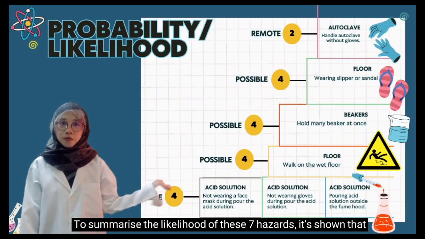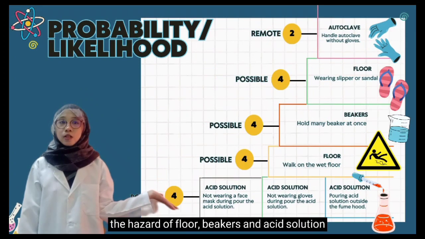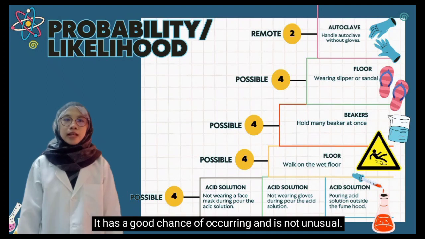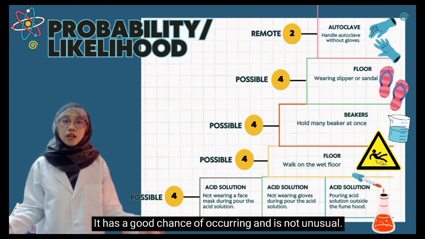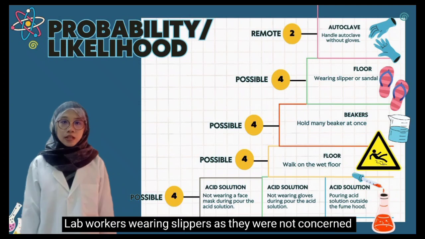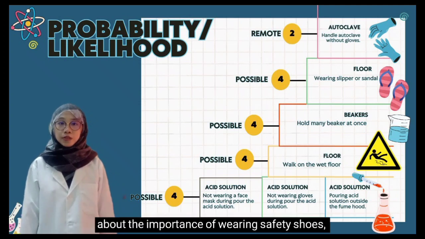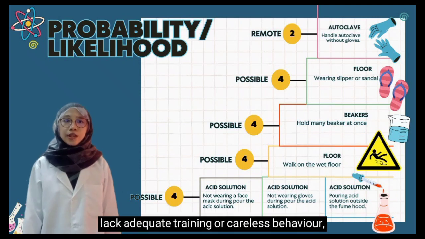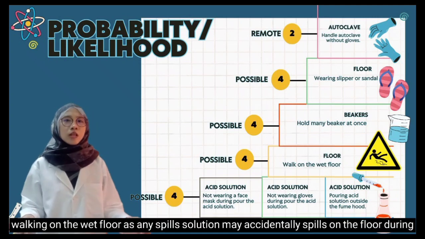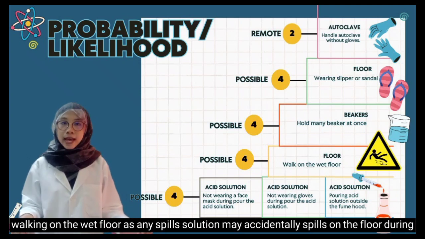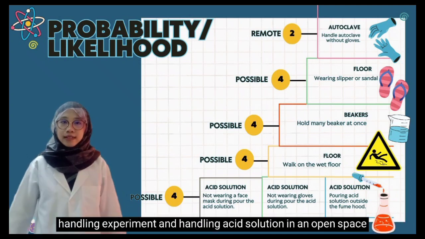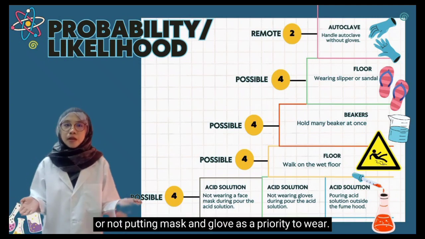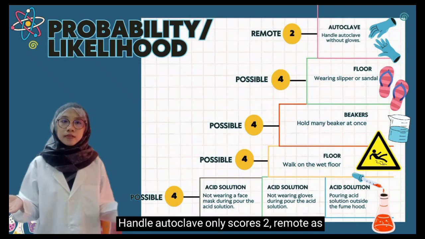To summarize the likelihood of the 7 hazards, the hazards of floor, beakers and acid solution resulted in score 4, which is possible. It is a good chance of occurring and is not unusual. Lab workers wear slippers as they are not concerned about the importance of wearing safety shoes. Accidentally broken beakers occur with inadequately trained or careless persons. Walking on a wet floor occurs as any solution may accidentally spill during the experiment, and handling acid solution in an open space or not prioritizing wearing a mask and gloves.